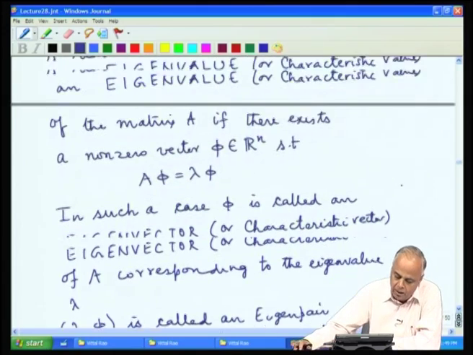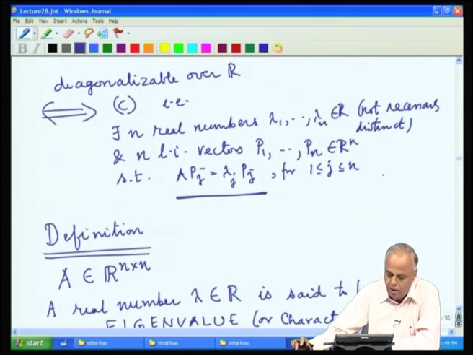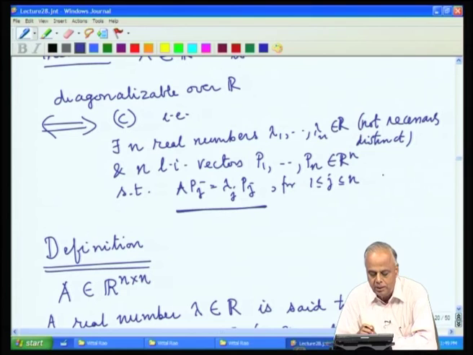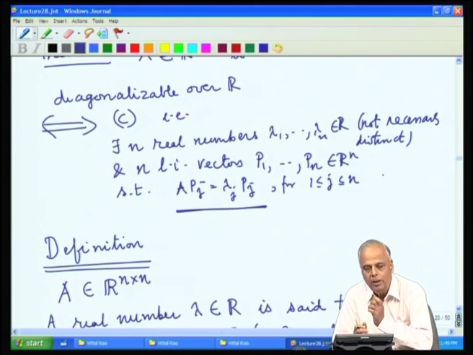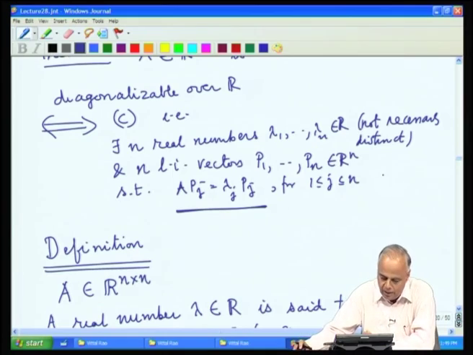Now, if we look back to our criteria for the diagonalizability, we are looking for n vectors p 1, p 2, p n such that A p j is lambda j p j, and therefore, these numbers lambda 1, lambda 2, lambda n must be eigenvalues, p 1, p 2, p n must be eigenvectors. Not only that, since we want p 1, p 2, p n, we want them to be linearly independent eigenvectors.